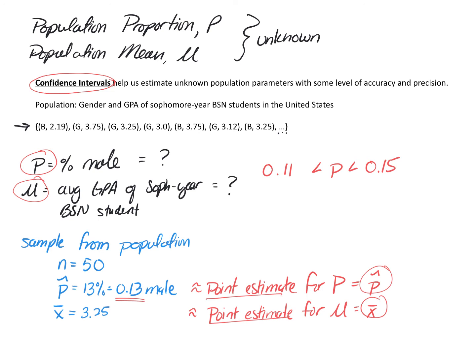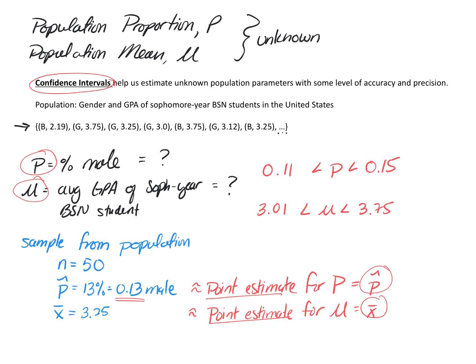The same thing, we could build a confidence interval to estimate for the average GPA as well. And again, I'm making up some numbers here, but we'll take a look at some examples so that you can see where we get these numbers from. So let's say that we come up with an interval that estimates the actual mean or average GPA for all BSN students in their sophomore year to be between 3.01 and 3.75.